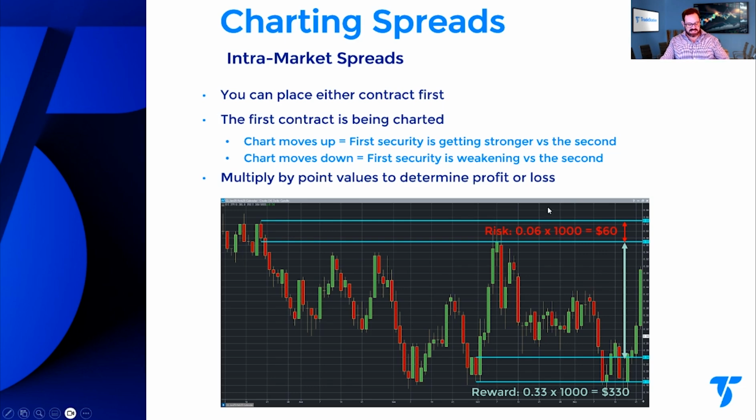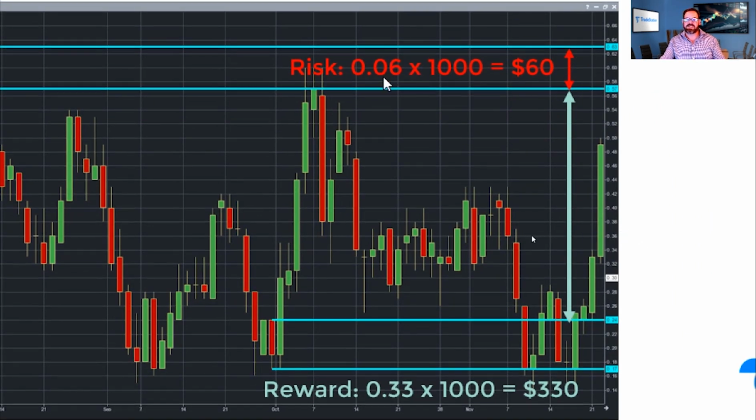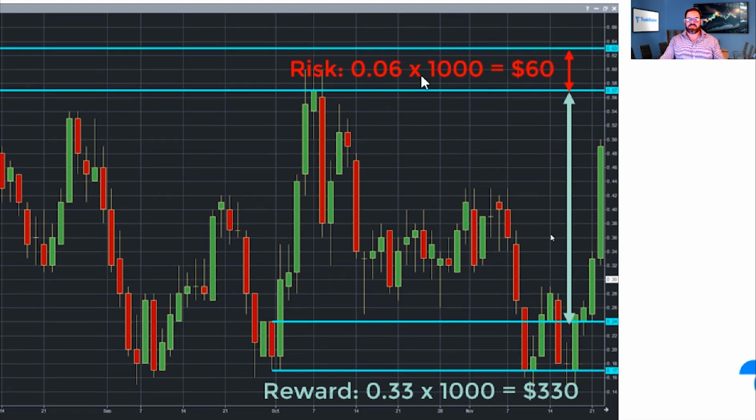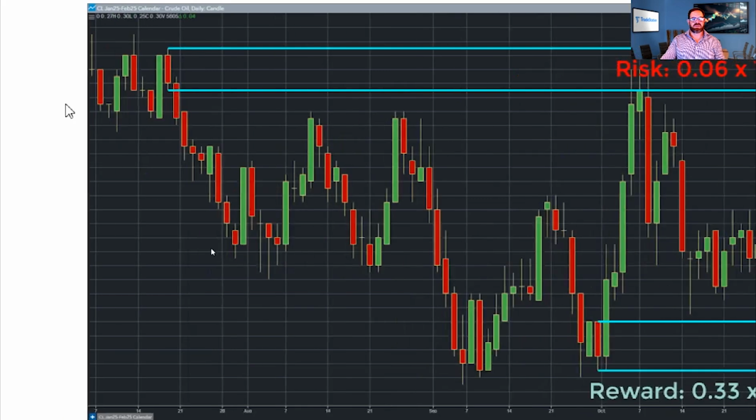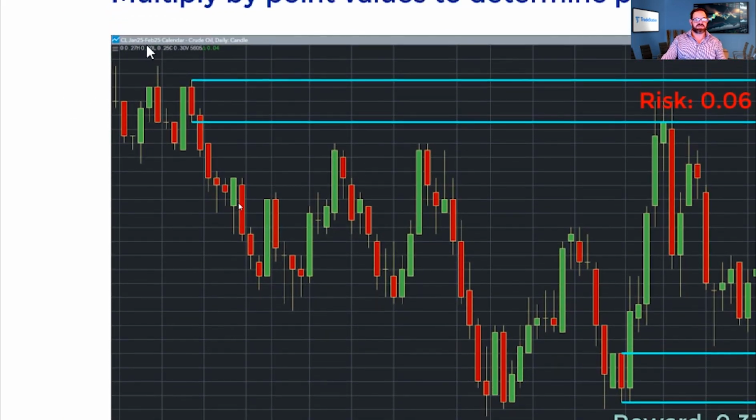So in this case, if I could zoom in here and show this, it's kind of hard to see, but I have 0.57, 0.63. The amount of risk there is 0.06. That's the difference between those two. And times 1,000, that's $60. Because what I'm charting is crude oil January 2025 versus February 2025. So this is a crude oil spread.